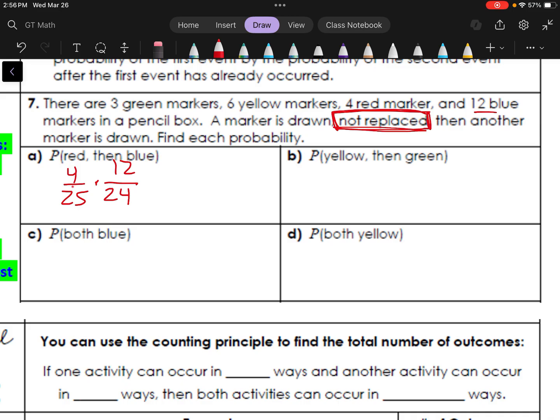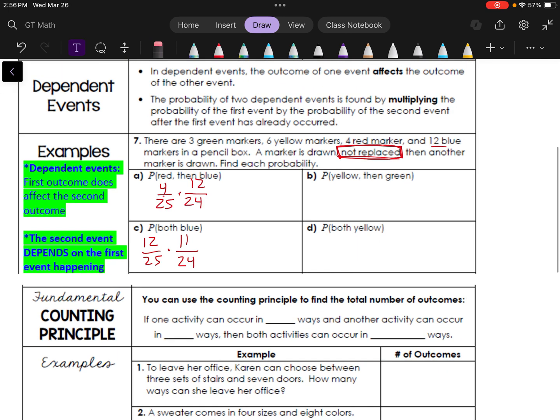So if you were going to do both yellow, your yellow chances are 6 out of 25. But sorry, we're doing blue, both blue. So blue is 12 out of 25. And assuming that I get blue, since that's what this is about, getting blue 2 times in a row, I now have 11 blues and 24 total markers left. Okay, and then you'd multiply those out. So you can see here, with dependent events, the first outcome will affect the second one. Okay.